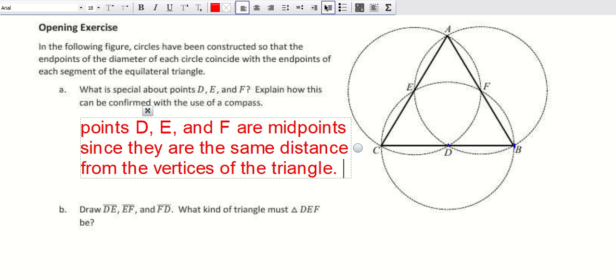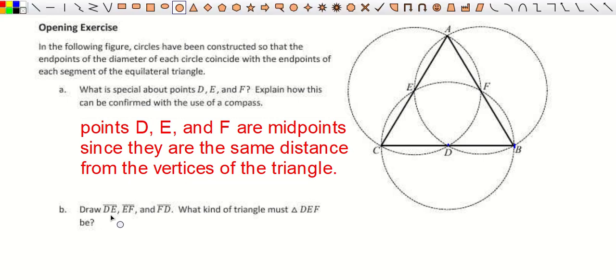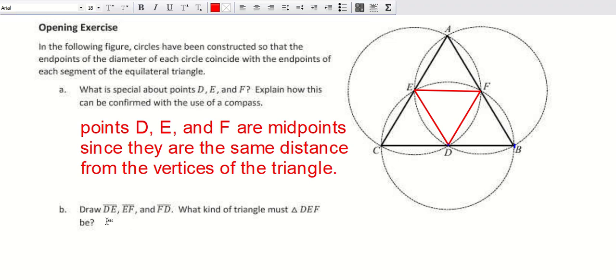And if we draw in, and I want you to do this on your module too, DE, EF, and FD. So if I draw in and connect DE, DF, and EF here, what type of triangle is formed? Abby, what type of triangle is formed there? Very good. Nice. So this is connecting the midpoints.